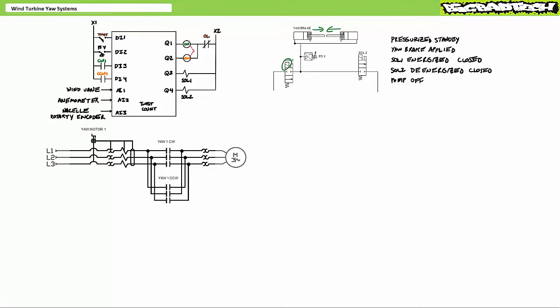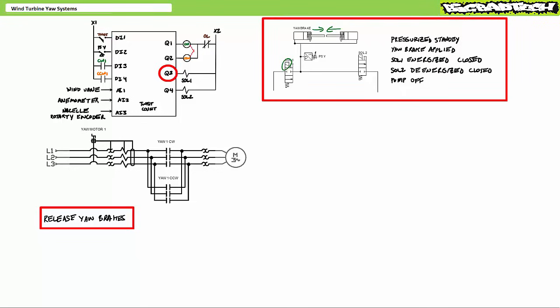Again, to simplify the simulation, we're going to concern ourselves only with yaw motor 1, with the understanding that yaw motors 2 through 4, and for that matter, 5 through 8, are all doing the same thing. Prior to energizing the yaw motors, the turbine first needs to remove the yaw brakes.